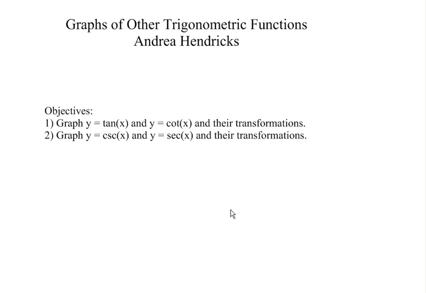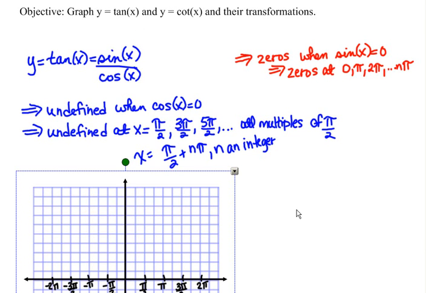I want to show you how you can graph other trigonometric functions. We're going to begin by graphing y is equal to tangent of x and y is equal to cotangent of x and look at their transformations, and then we'll take a look at cosecant x and secant x and their transformations. So let's begin by looking at the basic graphs of tangent and cotangent.